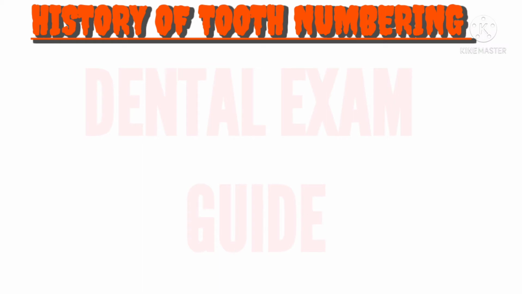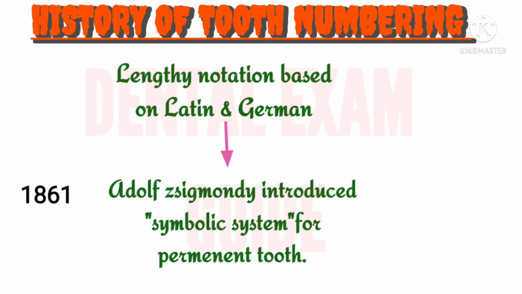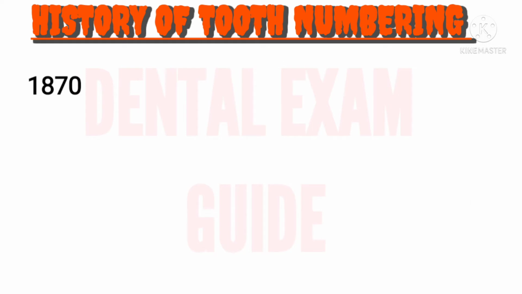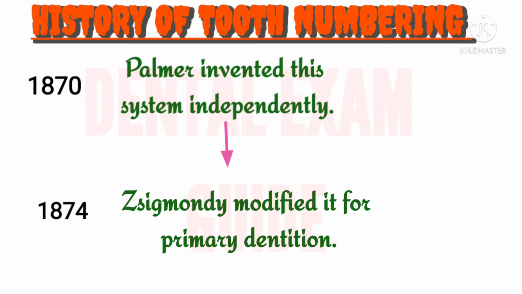Years ago in Europe, the notation of teeth was based on Latin and German, but the names were lengthy. Later, in 1861, Adolf Zsigmondy of Vienna introduced a new symbolic system for permanent dentition, and it was originally termed Sigmondy system. And in 1870, an Ohio dentist called Palmer also invented the system independently. So the system came to be known as Sigmondy Palmer system. In 1874, Sigmondy modified his system for primary dentition. While he introduced it for the first time, it was only for permanent dentition.